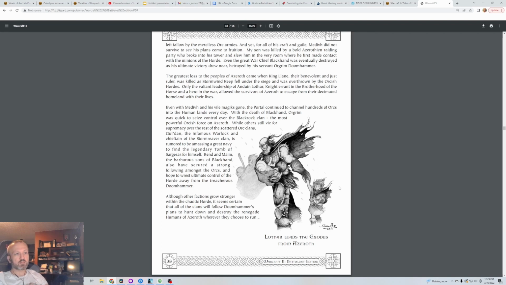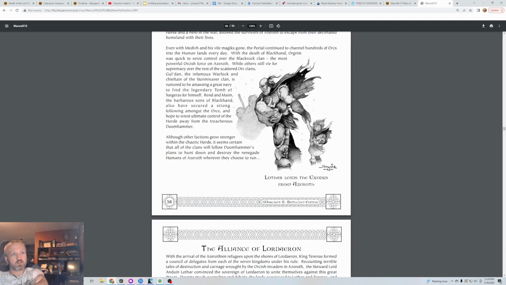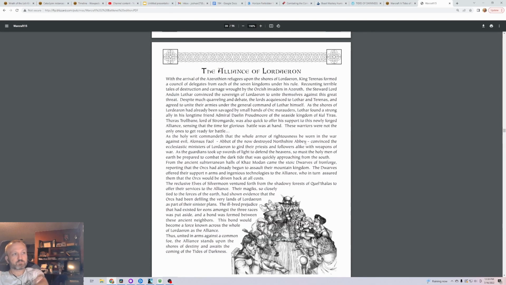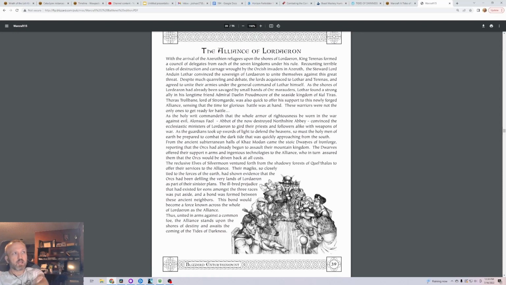And that's Lothar leading the exodus from Azeroth. And you could argue the babies he's carrying are, well, Samwise, that this is maybe Varian. Okay, the Alliance of Lordaeron.